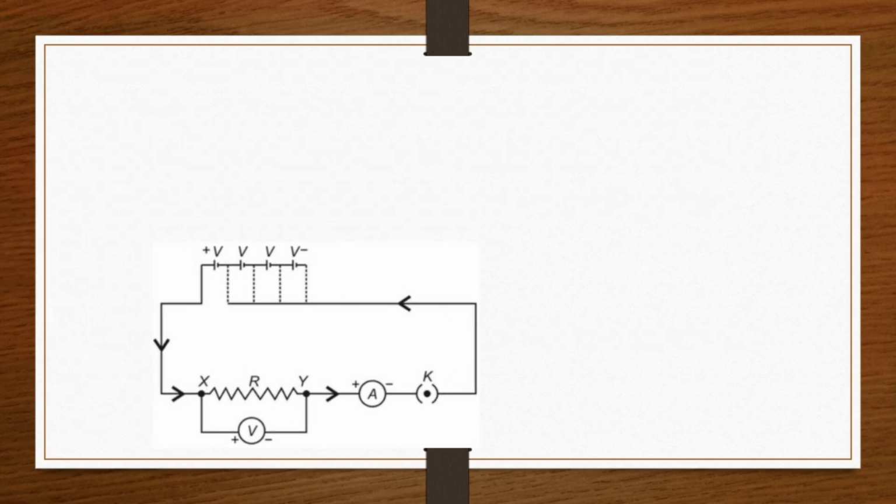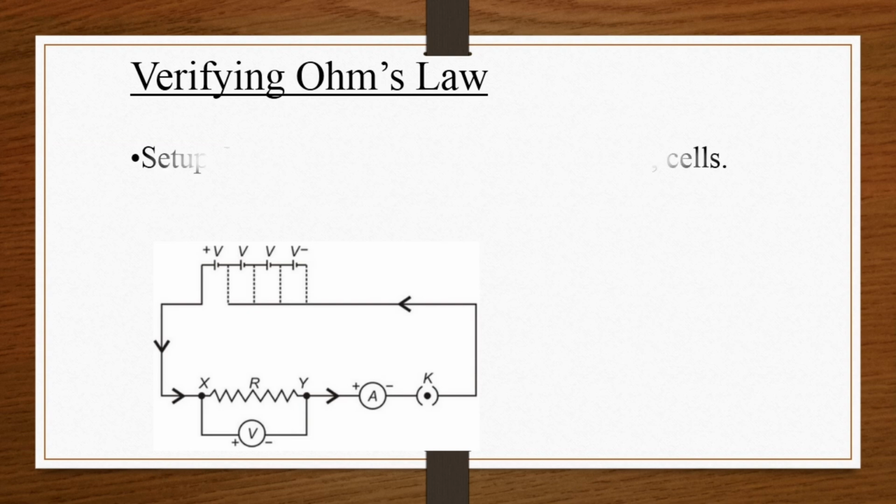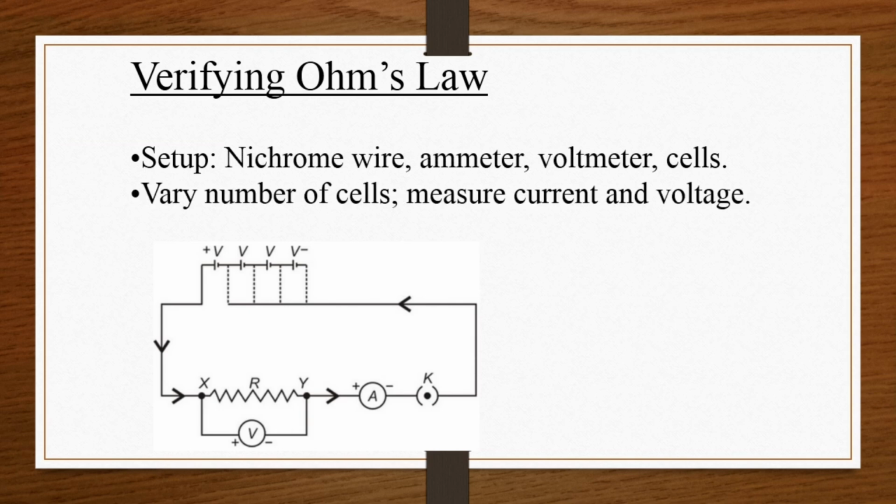Now let's look at the experiment to verify Ohm's law. We start by setting up a circuit with a nichrome wire as the resistor, an ammeter to measure current, a voltmeter across the wire, and one or more cells to provide voltage. We vary the number of cells to change the voltage. Each time we do this, we record the voltage from the voltmeter and the current from the ammeter.